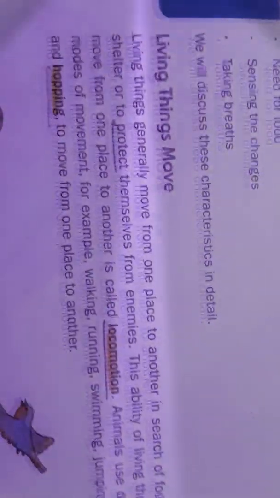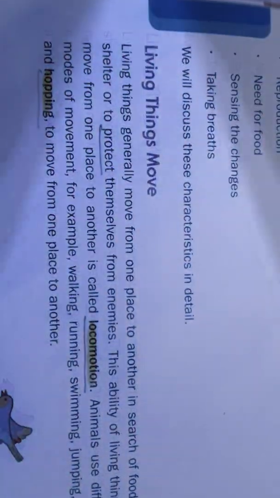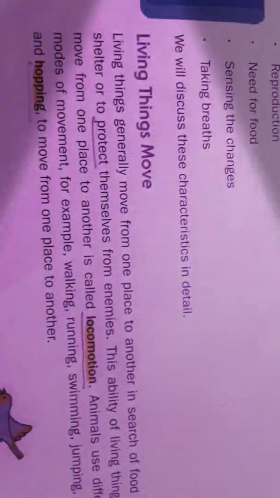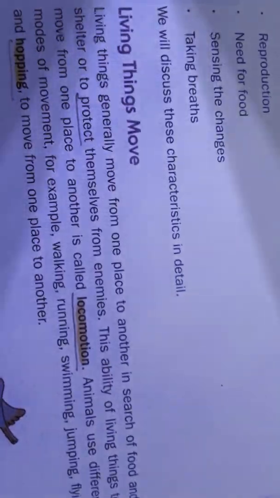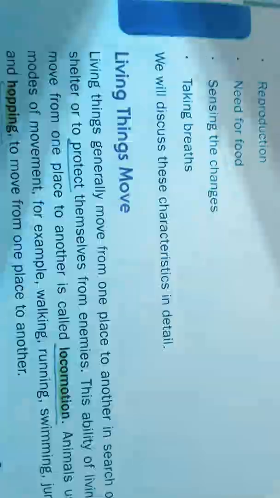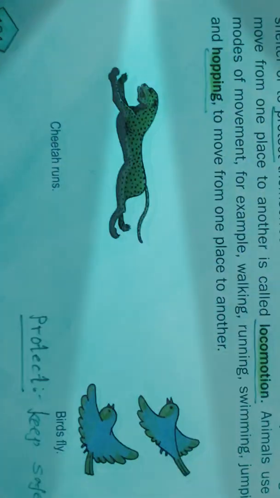Why do they have to move from one place to another? Because they protect themselves from enemies, and animals use different modes of movement, for example walking, running, swimming, jumping, flying and hopping. For this, they use their locomotory organs. The organs used in locomotion are called locomotory organs. For example, see how the cheetah runs and birds can fly.